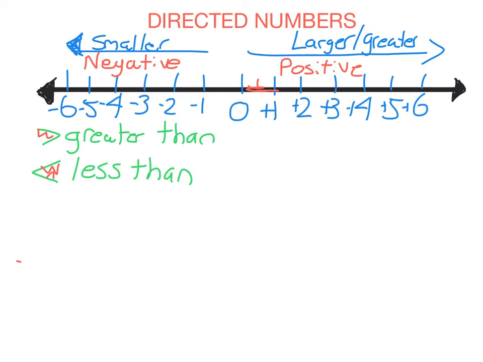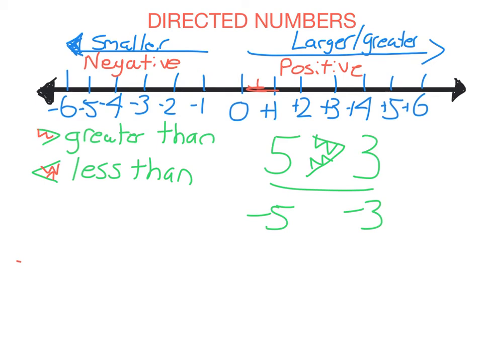So let's say I want to compare the number 5 and 3. I know you all know that 5 is more than 3, but which symbol will we use? Well, the crocodile wants to eat the larger number, so we'll have it pointing to the right. This statement here says 5 is greater than 3. But let's look on the other side of the number line at -5 and -3. So 5 is to the right of 3, but -5 is actually to the left of -3.